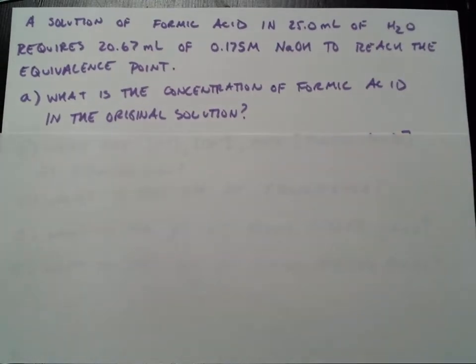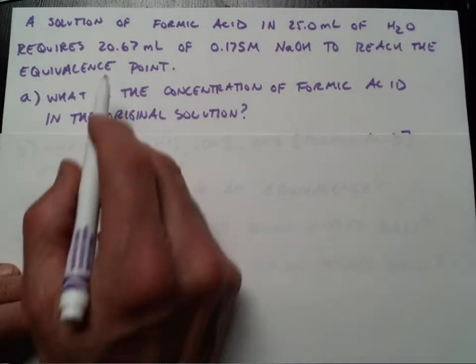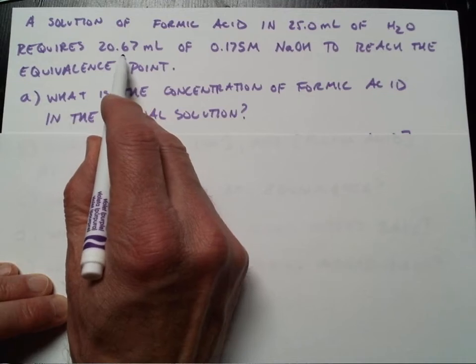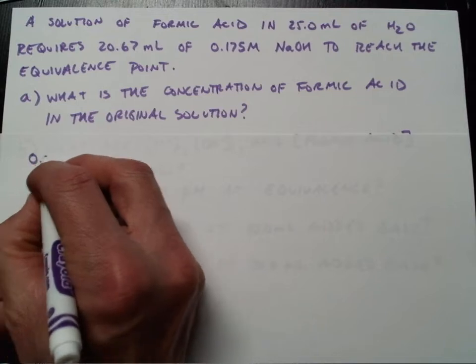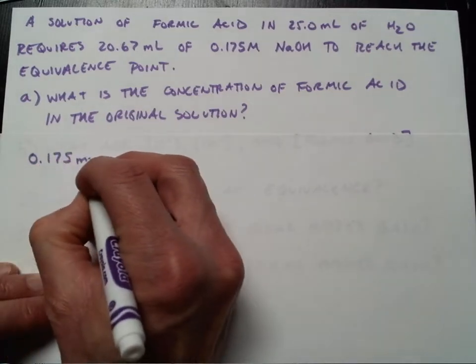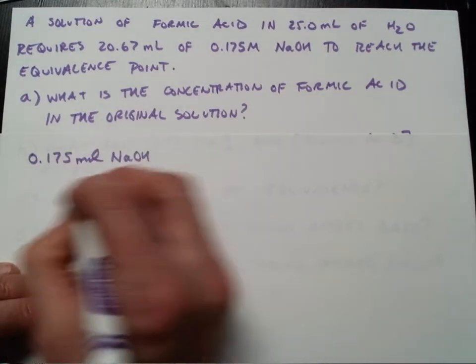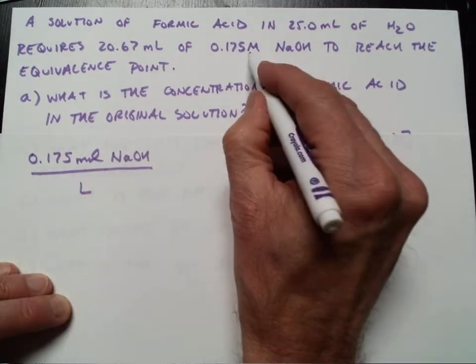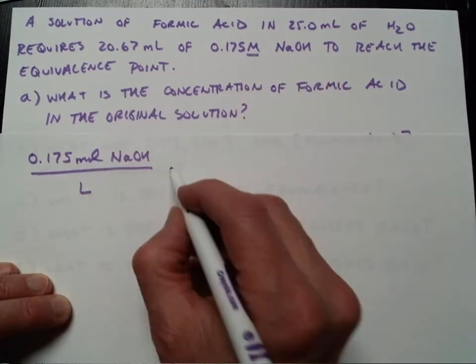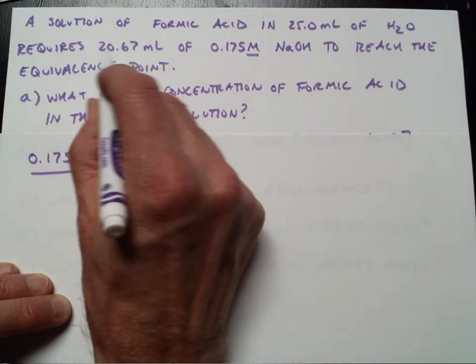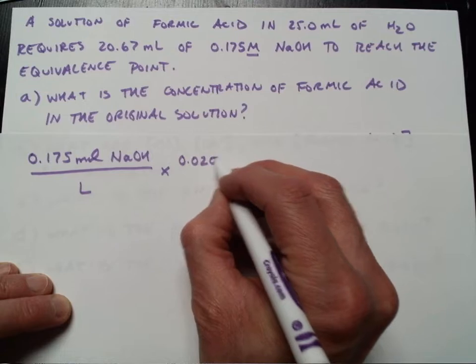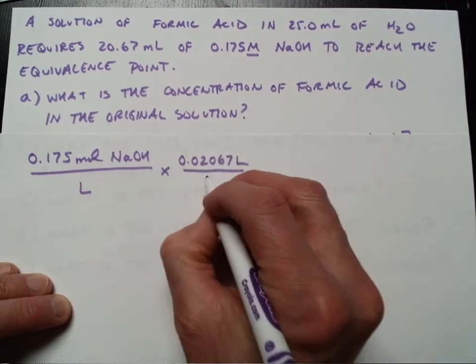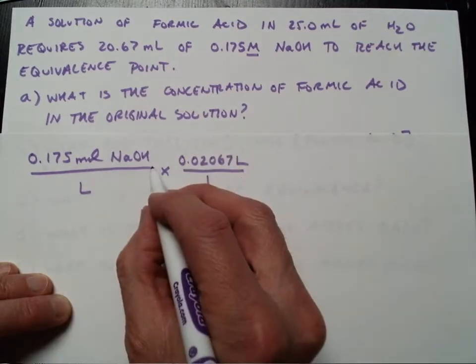This one is really kind of easy. It's like a review, sort of. How am I going to start this? I'm going to start and say, you know what? I know I have 0.175 moles of sodium hydroxide in every liter. That's what that tells me. And I had to add this much of the sodium hydroxide solution, so that's 0.02067 liters. So that tells me my moles of sodium hydroxide.